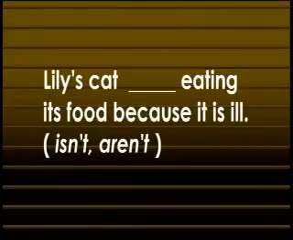And the last one. Lily's cat dash eating its food because it is ill. Cat is a singular noun. The verb is eating. Therefore, the auxiliary verb or the verb to be will be isn't. Lily's cat isn't eating its food because it is ill.